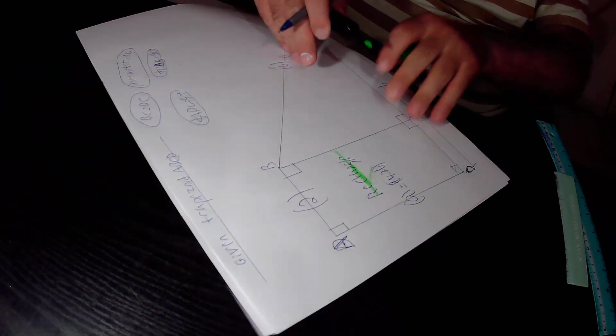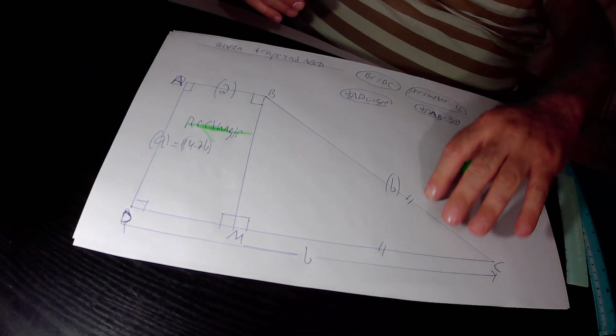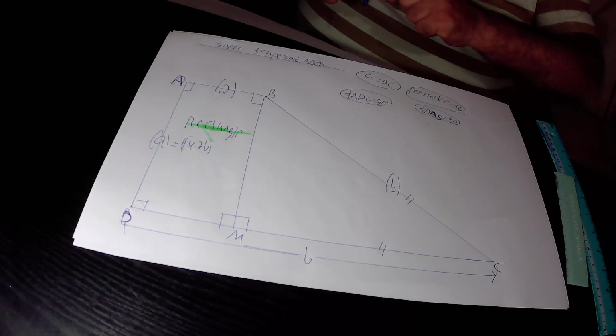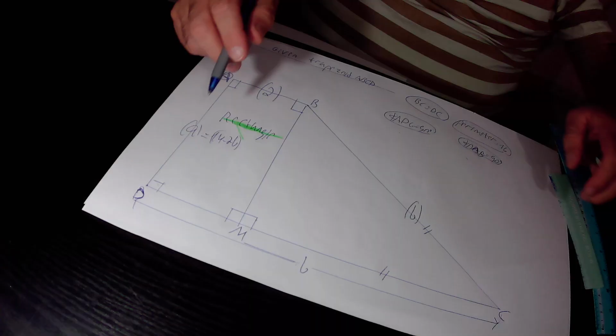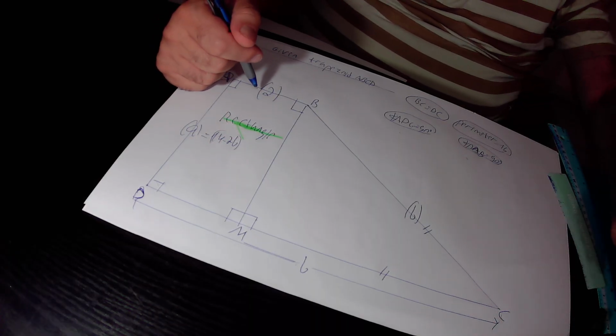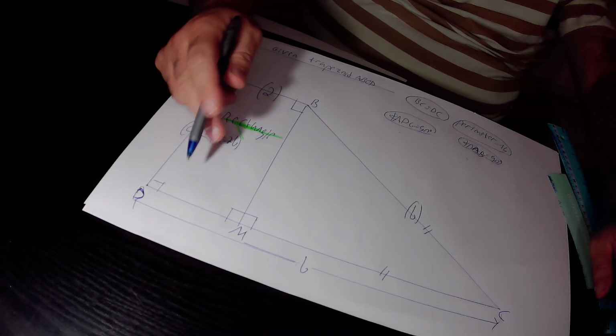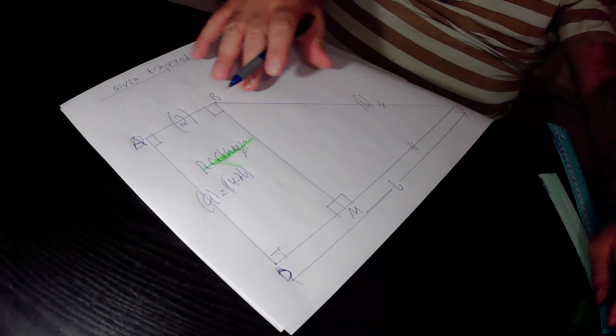But we also know that the opposite sides of a rectangle are equal to each other. So in rectangle ABDM, side AB must be equal to the opposite side DM. But AB is 2, therefore the opposite side DM must also be equal to 2 units in its length.